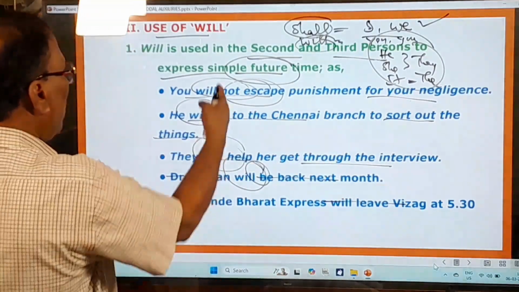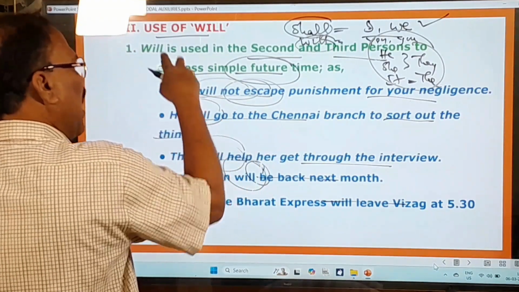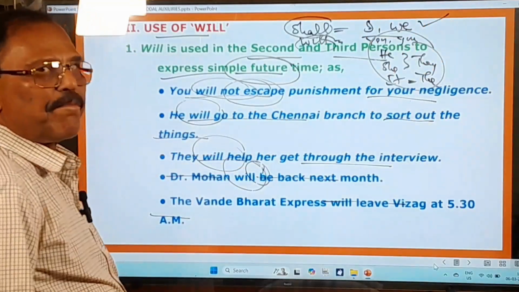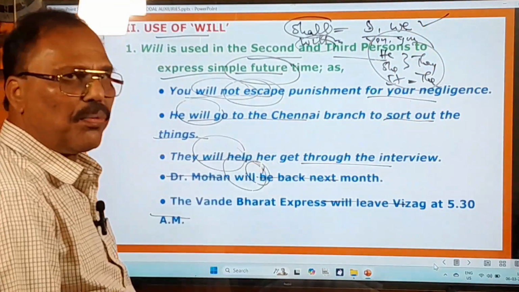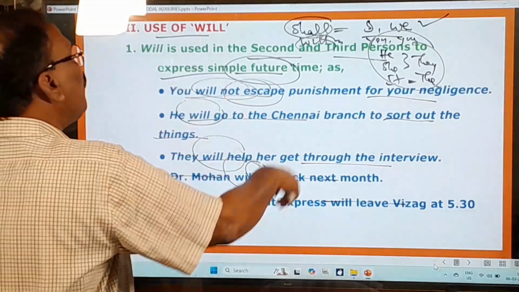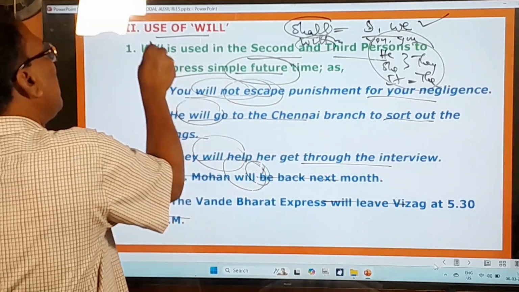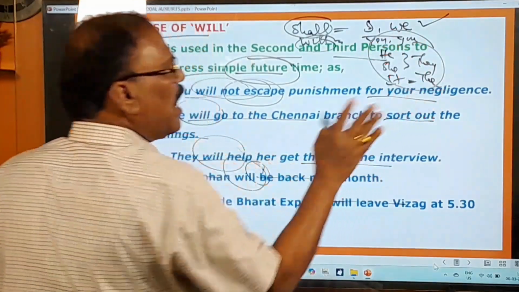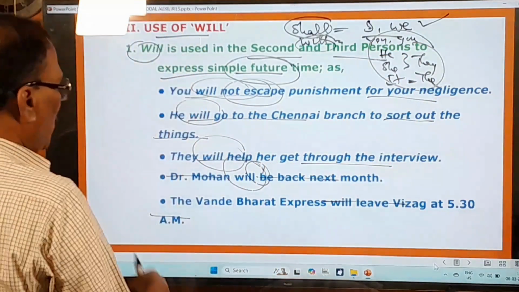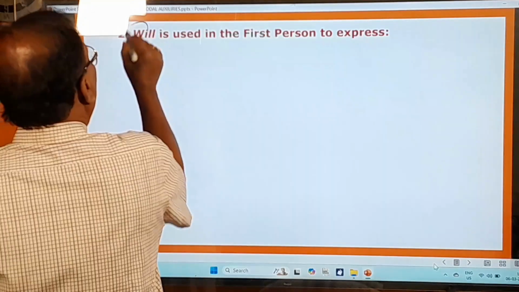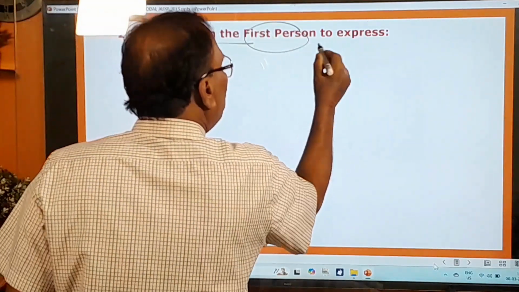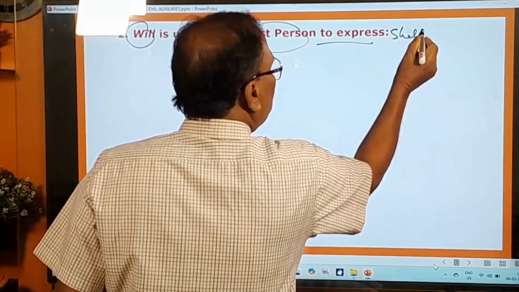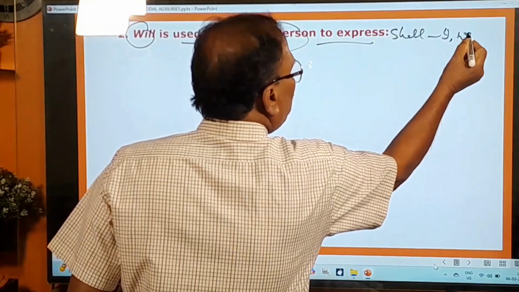So in this way, in all these sentences, the action is going to happen in the future. It's not going to happen now. So to indicate future actions, will is used with the second person singular and plural, and with the third person singular and plural. Right. Now you move on to other rules of this will. Generally in the first person, shall is used, shall with the first person singular and plural.